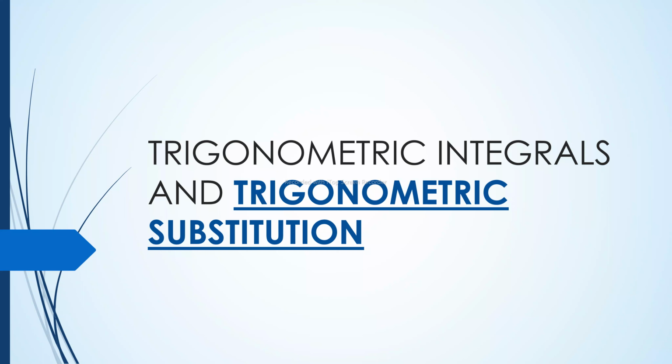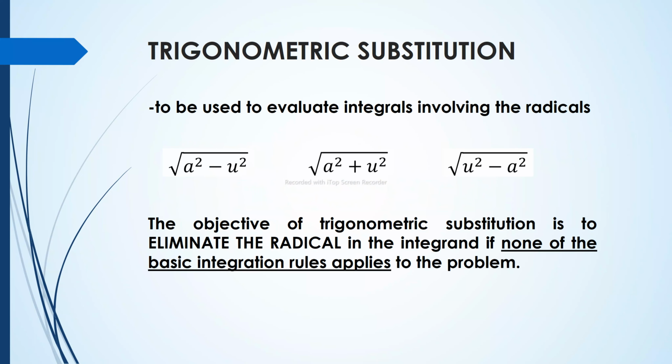Now, we're going to discuss trigonometric substitution. So that's why we have an emphasis on the trigonometric substitution. Okay, so without further ado, let's continue our discussion on trigonometric substitution. So what are these trigonometric substitutions? Trigonometric substitution is to be used to evaluate integrals involving radicals. So this is the purpose, no? This is used to evaluate integrals involving the radicals.